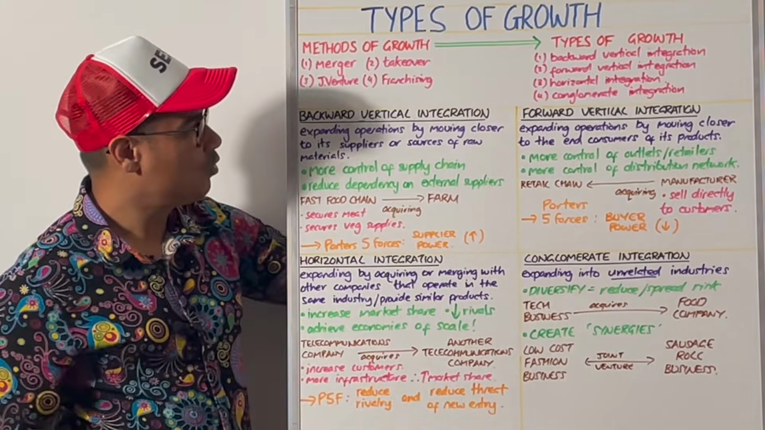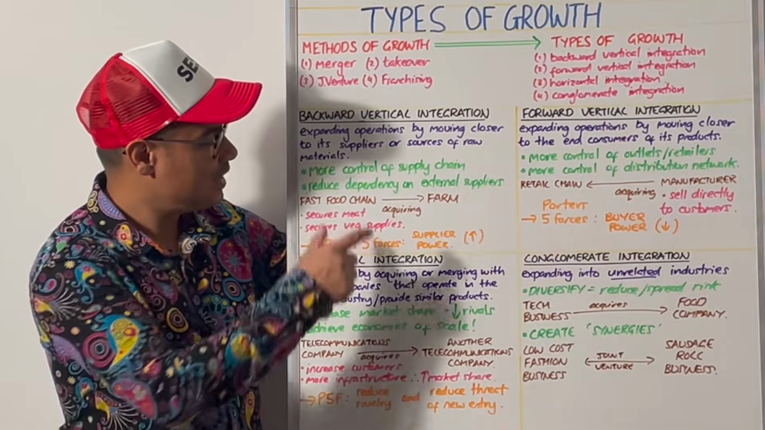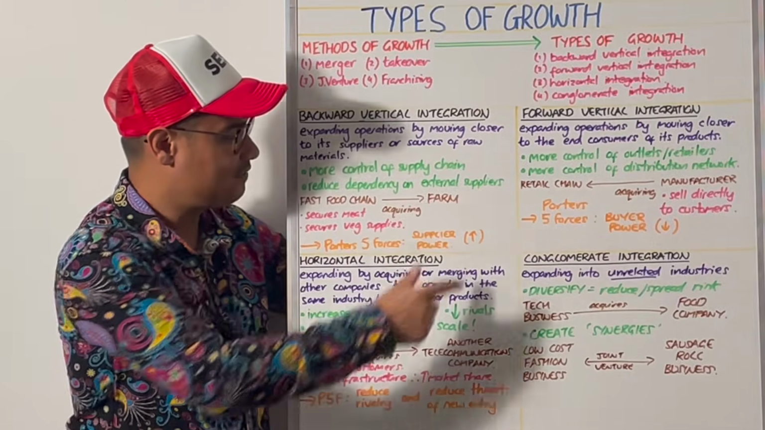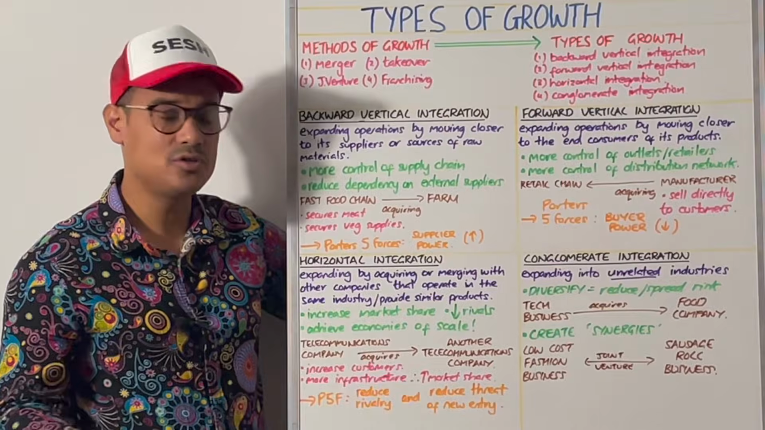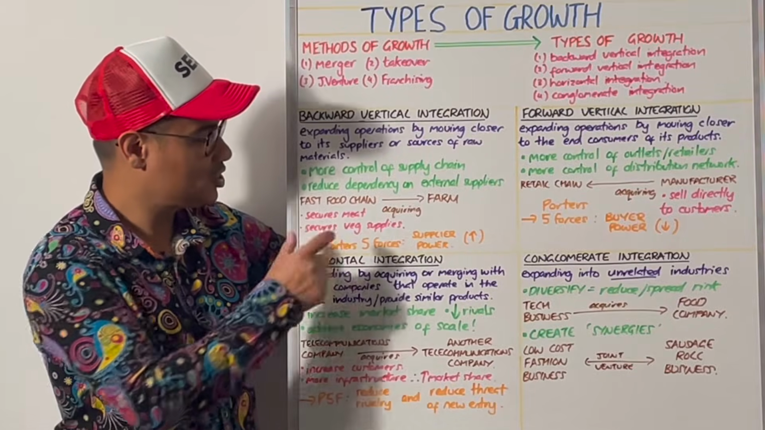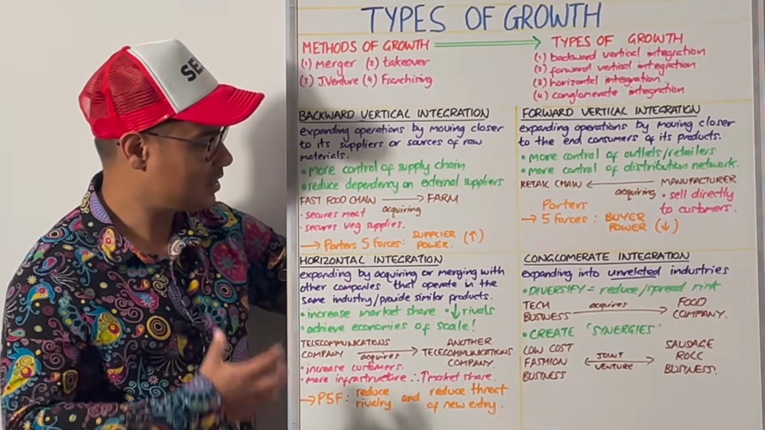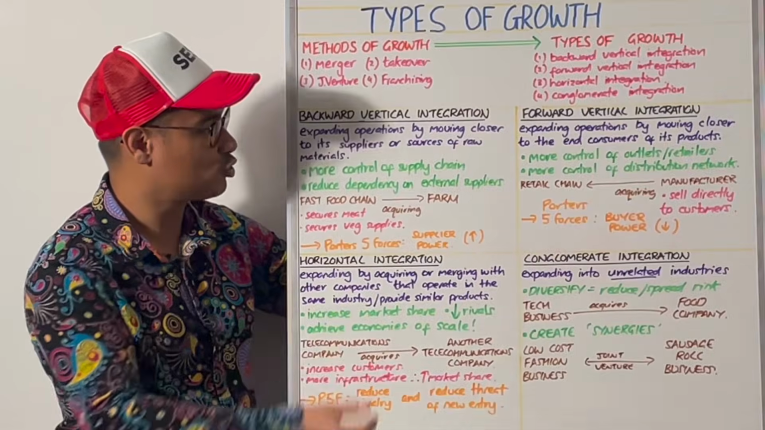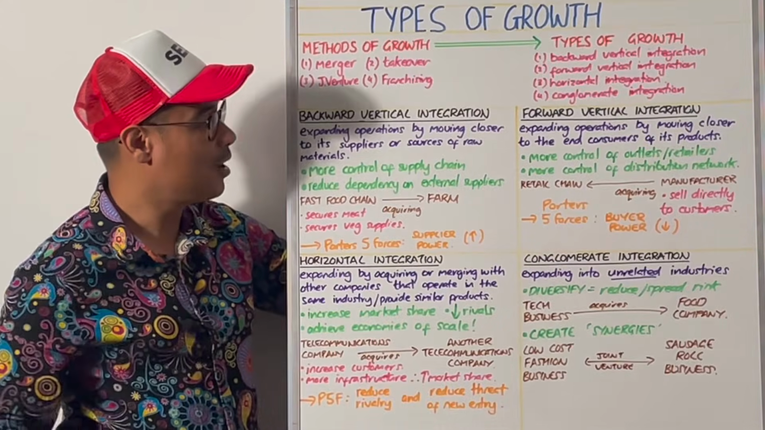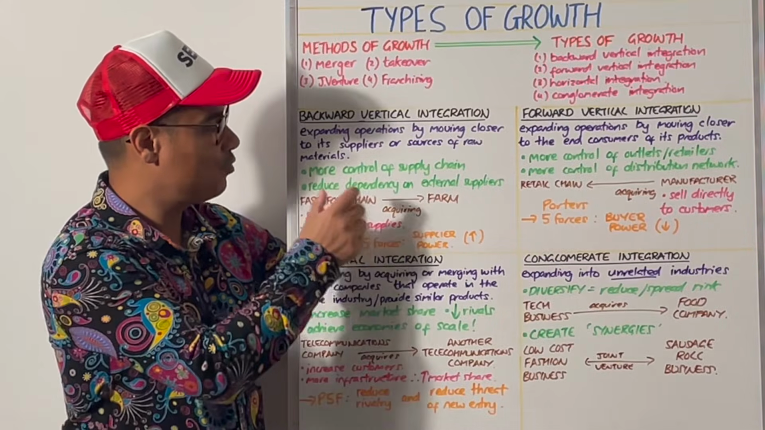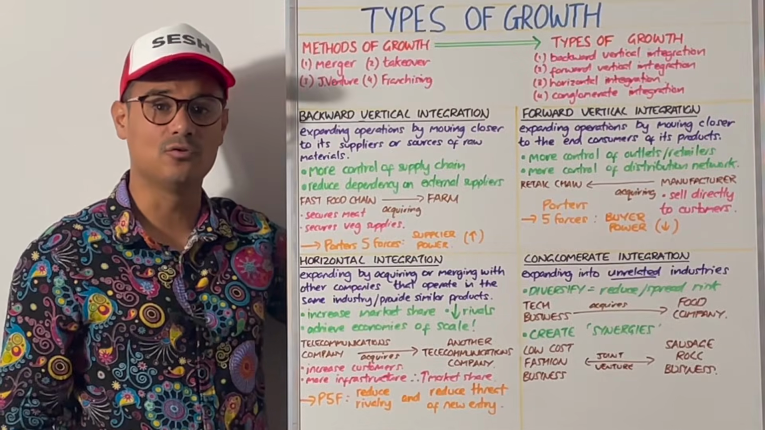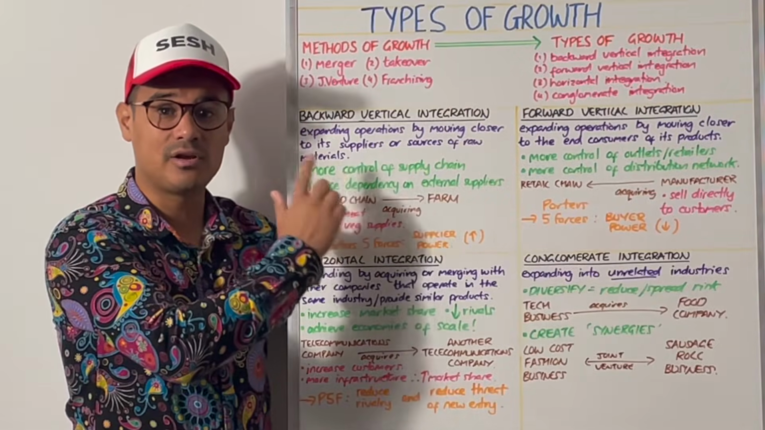Now, an example of backwards vertical integration could be a fast food chain acquires a farm. Why would they do that? Well, they do that to secure their meat, to secure their veg supplies. So that's going to be better for the business, allow them to control their supply chain from the farm by owning the farm and therefore reduce that dependency we discussed before. So that's backwards vertical integration.